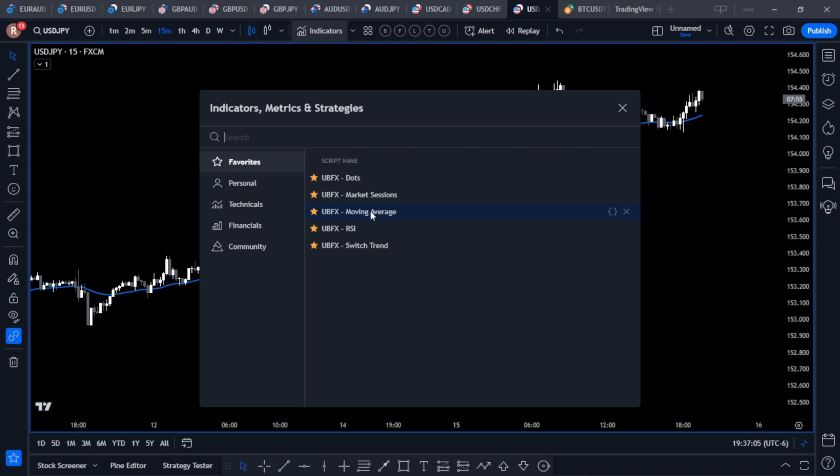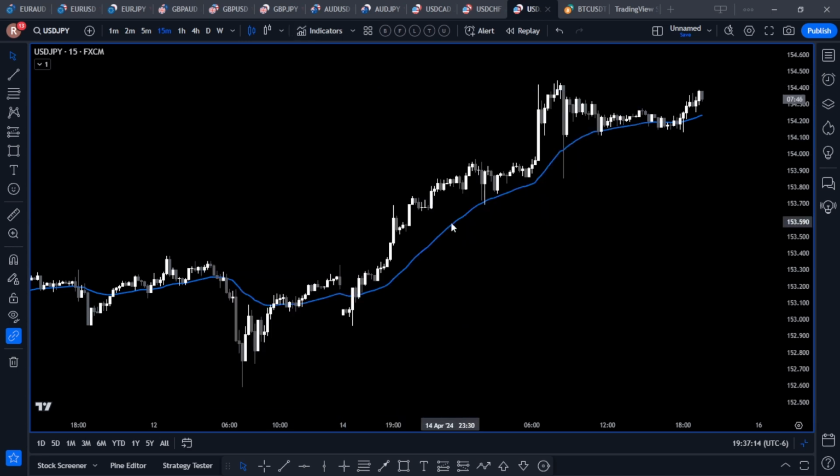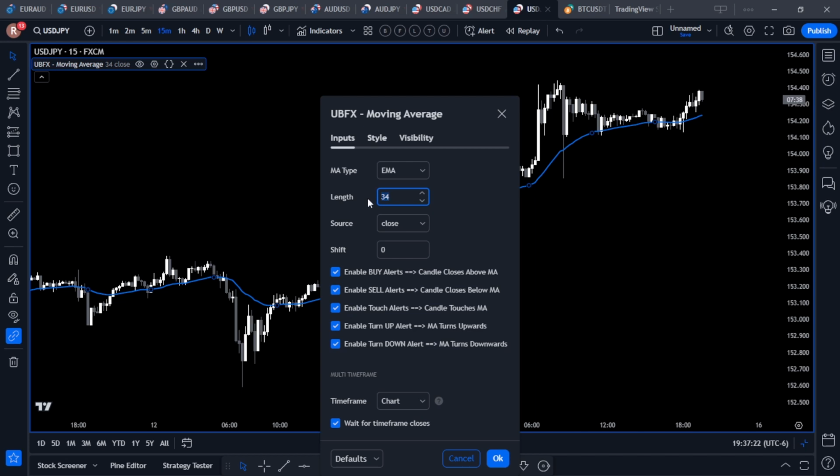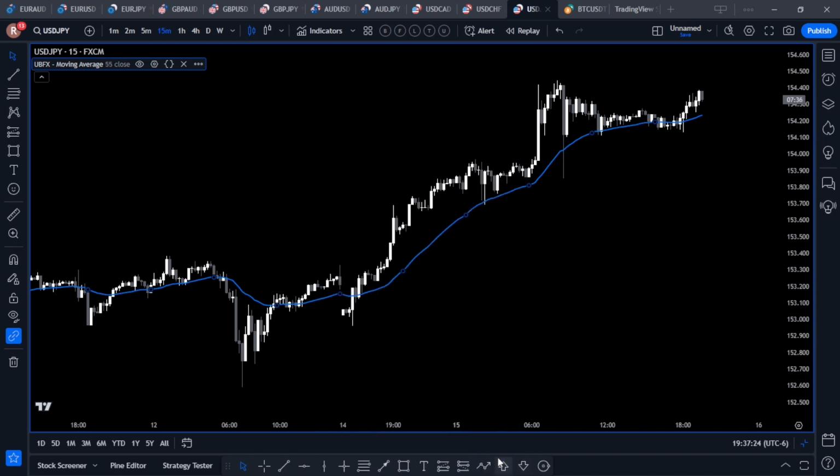So the first thing I'm going to do is add a moving average. When I talk about indicators, I'm almost always talking about moving averages. I trade with moving averages. I won't trade without them. So this first moving average, let's make this one a 55. This is going to be a 55 exponential moving average. The style is fine. We'll go 55 and we'll hit OK.